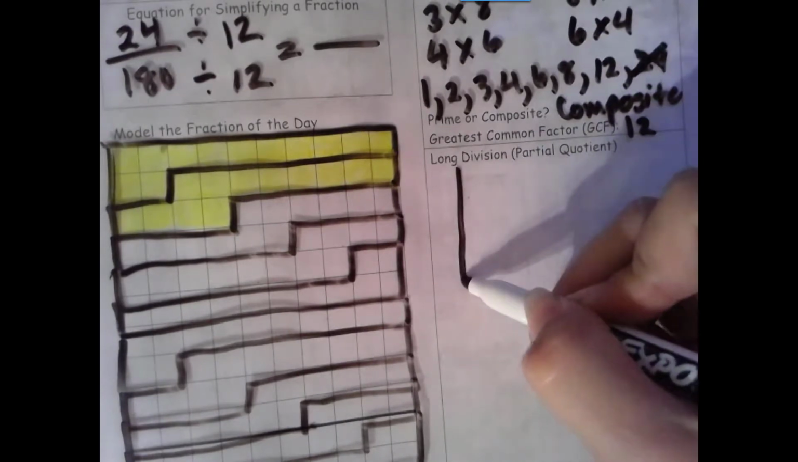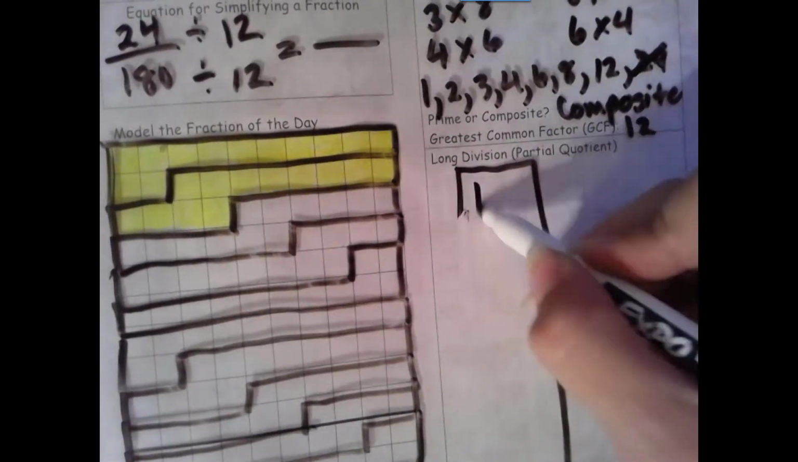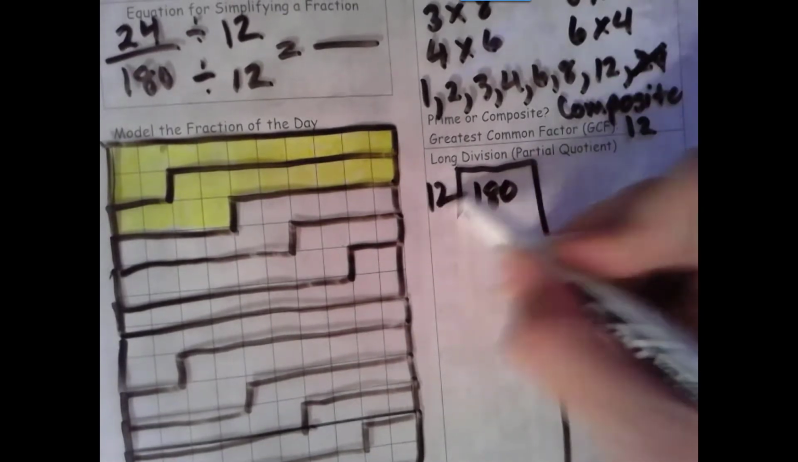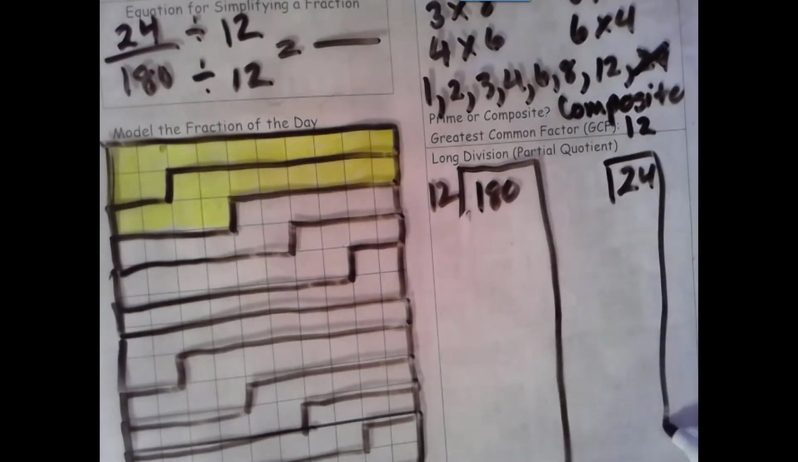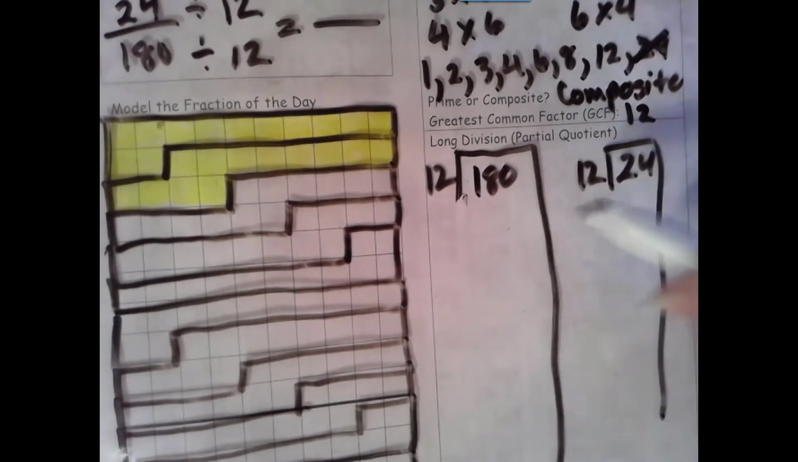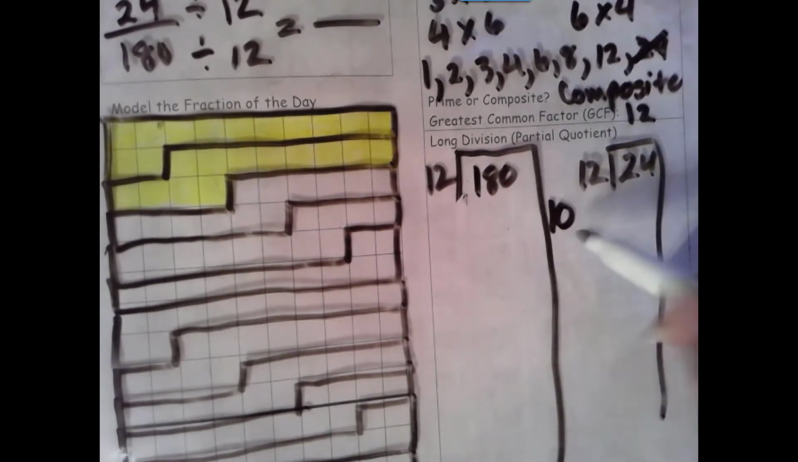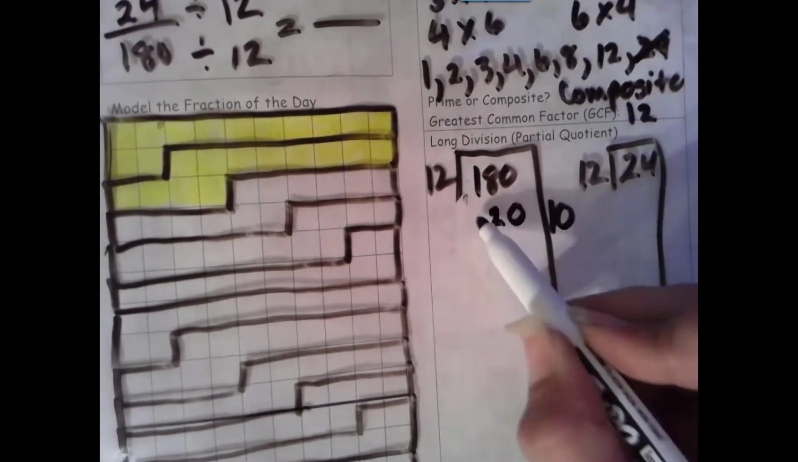So let's do 180 divided by 12 and 24 divided by 12. So let's try one of my favorites, 10 times 12, because 10 just moves everything over a place. Every place is 10 times greater.